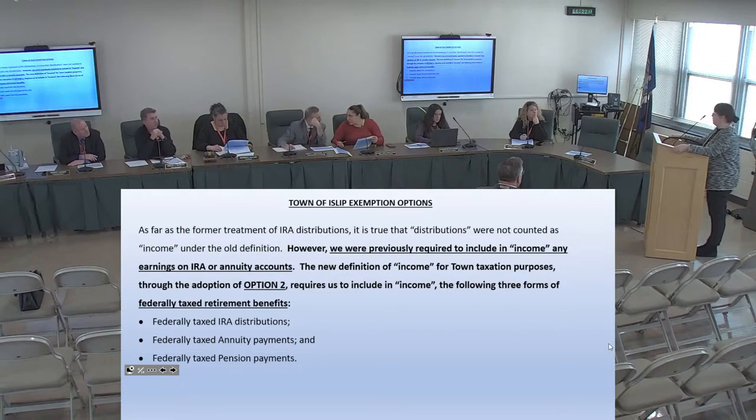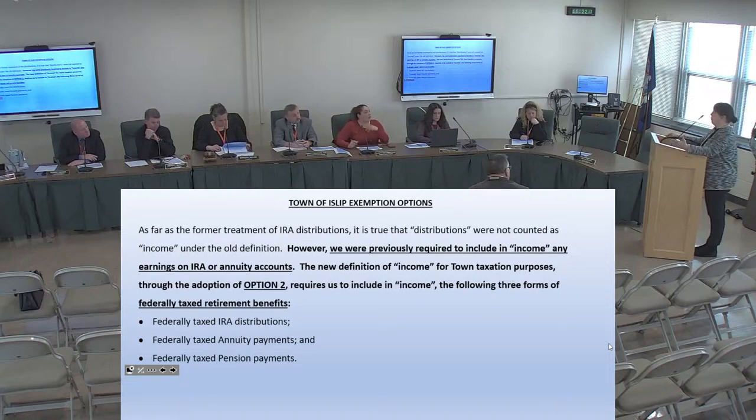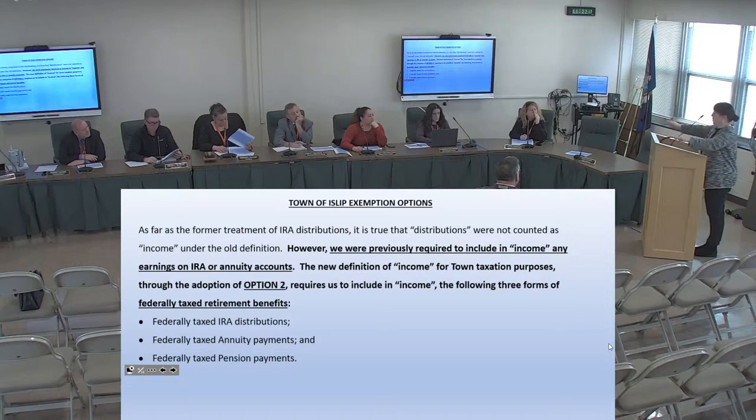With this new definition of income, it's not clear how many applicants will qualify. However, we have a lot of pensions in the district, and by having us remove from income the non-federally taxed portion of everybody's pension payments, that's automatic, that's a big change. We're going to have many more applicants qualify.